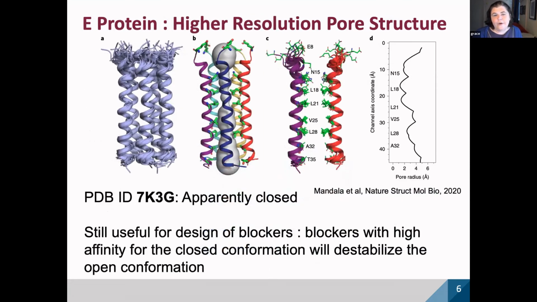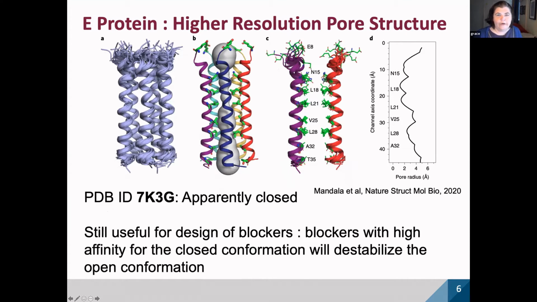Okay, so that being said, let's have a look at the higher resolution structure, the shiny new structure that we are really happy to have. So these are several different representations of this structure. And like I said, it's an NMR structure.